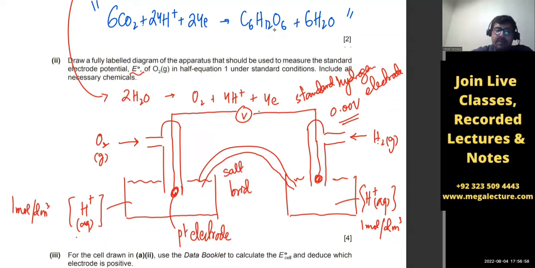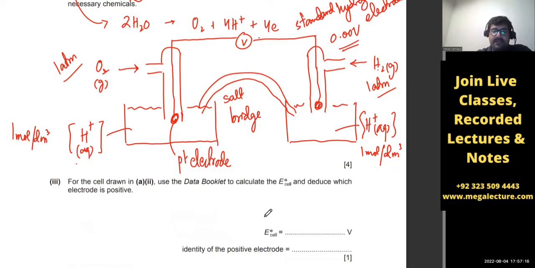And since he's talking about E naught, remember, be careful. The oxygen gas must be at 1 atm pressure. The hydrogen gas must be at 1 atm pressure, standard conditions. The solutions will be at 1 mole per dm cube concentration. That's pretty much it. You'll get 4 marks for this. That's the first thing.